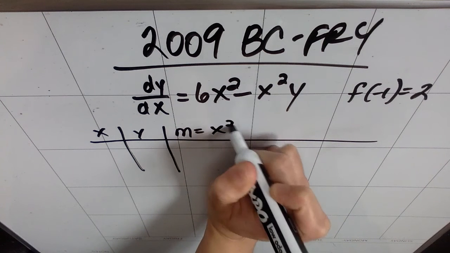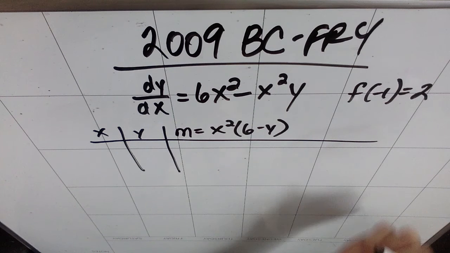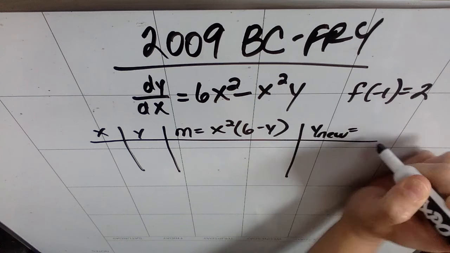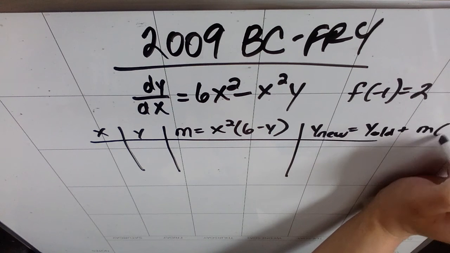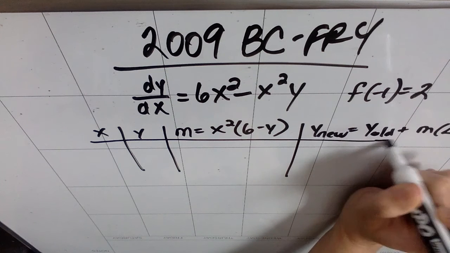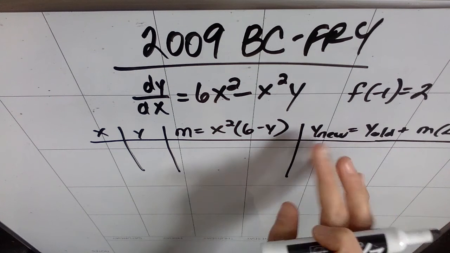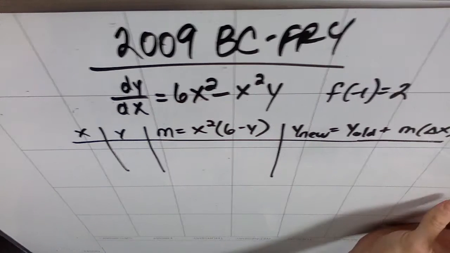I'm going to yank the x squared out because I think it's easier, so I'm going to make it an x squared times the 6 minus y. And then my new y is the old y, y old, plus the slope times the change in x. And that's just point slope, right? It's y minus the y value, which you can then add to the other side, equals m, and then x minus the x value would be your change in x.